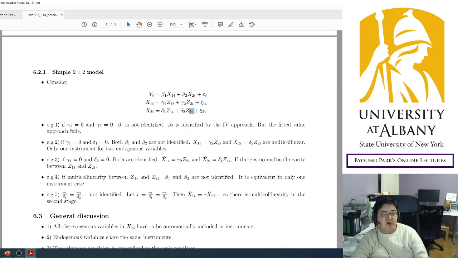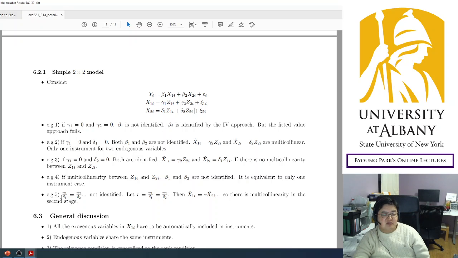And case number 4, multicollinearity between Z1 and Z2. Then obviously beta 1, beta 2 are not identified. Z1 and Z2 are multicollinear. That means even if you have two variables, basically you have only one. You have only as much information as one variable. So same problem. Effectively one instrument for two endogenous variables cannot identify. So the multicollinearity problem also goes back to example 2.